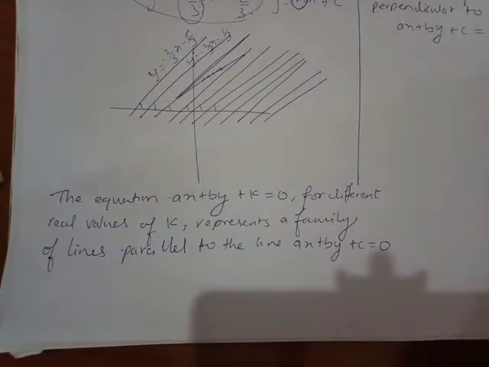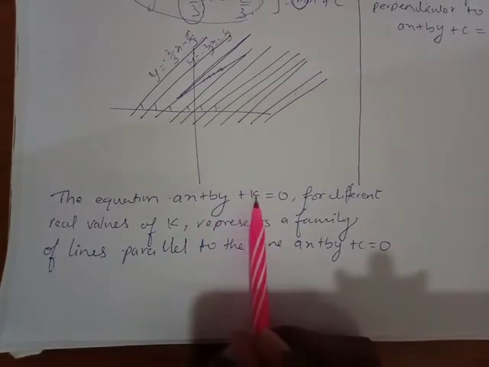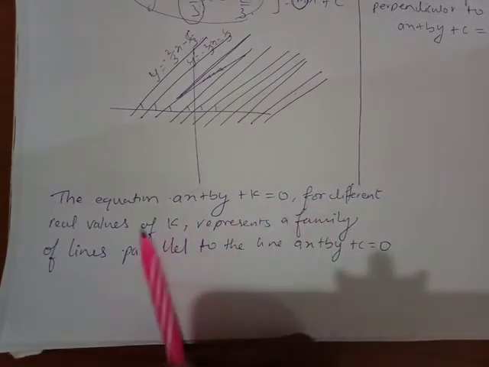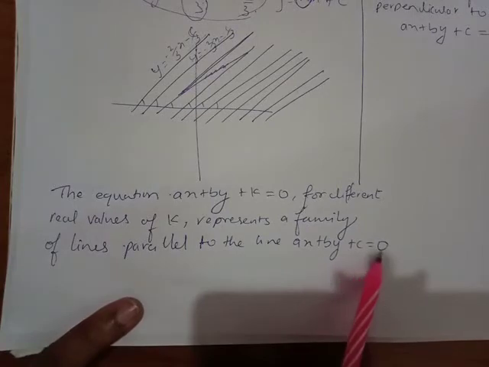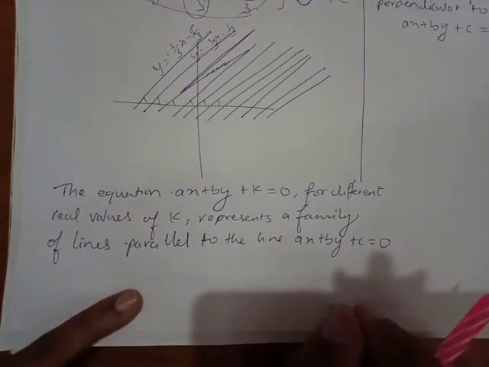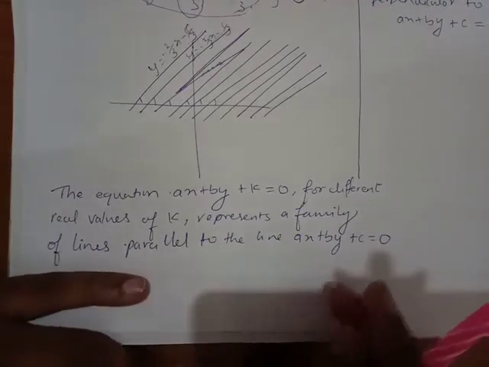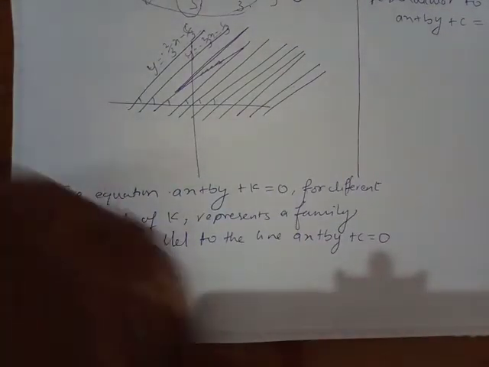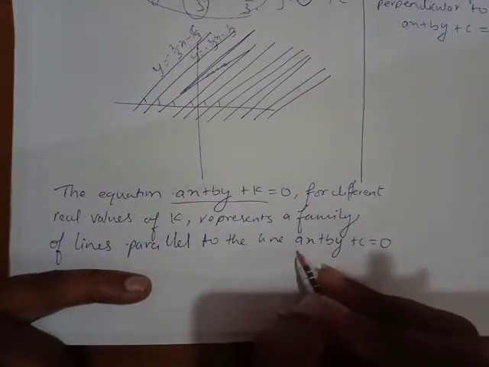Okay, there are two things that we'll be learning right now. One is the equation ax plus by plus k equals 0, for different real values of k, represents a family of parallel lines to the line ax plus by plus c equals 0. Now you might be thinking this is just a theoretical sentence and we are not able to understand anything. I would like you guys to focus on this equation and this equation.